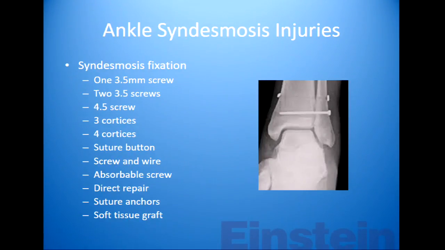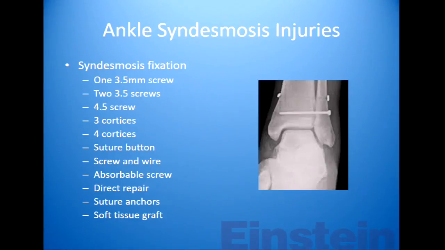So I had a discussion with a chief resident probably 8 years ago now, and sort of threw out, give me 10 different ways we can fix the syndesmosis. I picked the number 10 out of the air. And then when you go through the different varieties, you can come up with quite a few. You can do a single screw, 3.5, 2 screws. You can do a larger screw, a 4.5. You can do 3 or 4 cortices: the lateral fibular, medial fibular, and lateral tibial cortex are 3, and then you can go through the 4th, or medial tibial cortex. You can use a suture button.